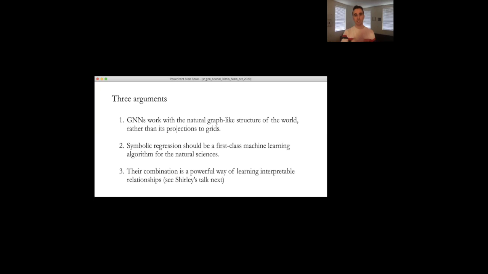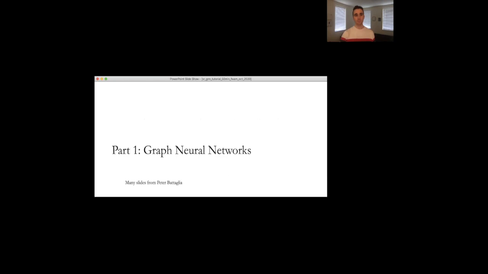So first, let's start on graph neural networks. I'm going to introduce these, motivate them, and give some examples. Many slides are from my great collaborator, Peter Battaglia. He's at DeepMind.